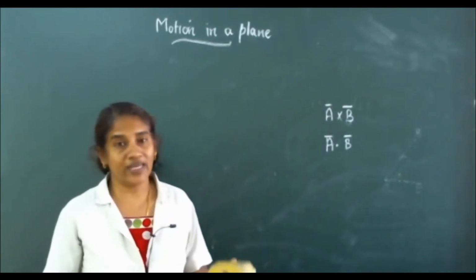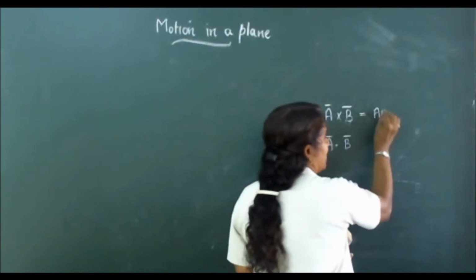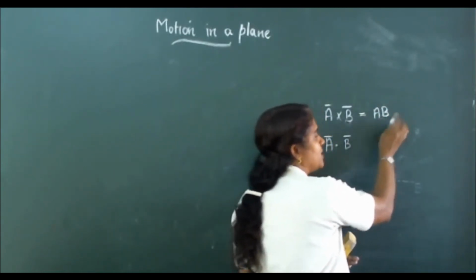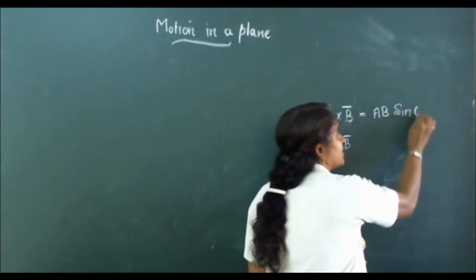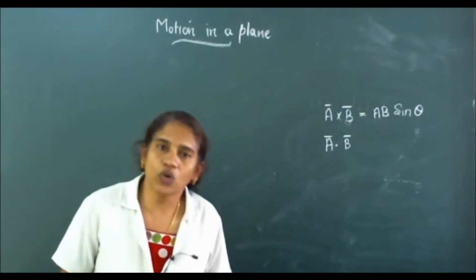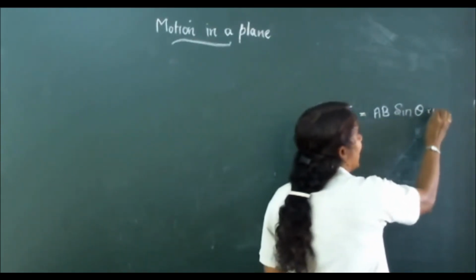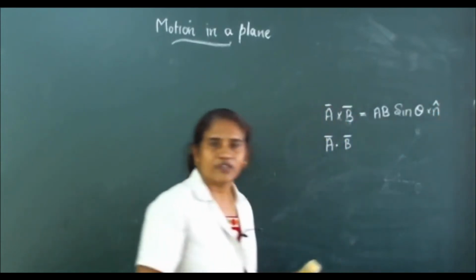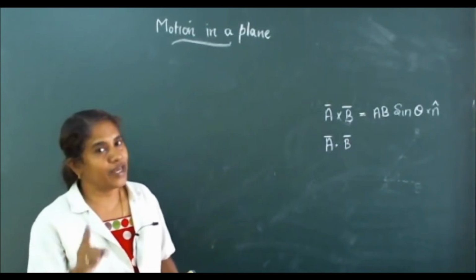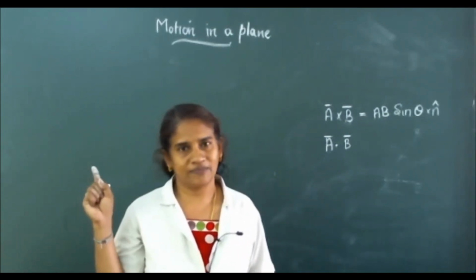How can it be differentiated? When two vectors are multiplied, if we multiply the magnitudes of those vectors and consider the sine of the angle between them, then it is the cross product. That means the final answer will also be a vector quantity. Because of that, the cross product is also known as the vector product.